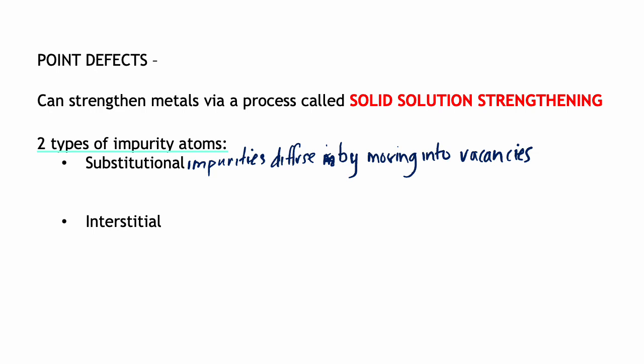that defines the substitutional impurity. An interstitial impurity atom is one that will occupy a space between the atoms. So that's the difference between those 2 types of atoms. And because there's many, many spaces between the atoms and no need to wait for a vacancy, interstitial diffusion will happen faster than substitutional diffusion.